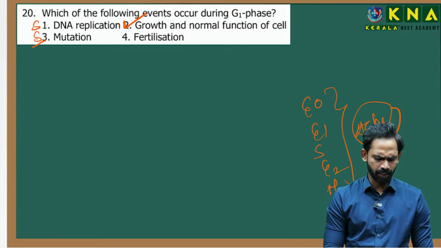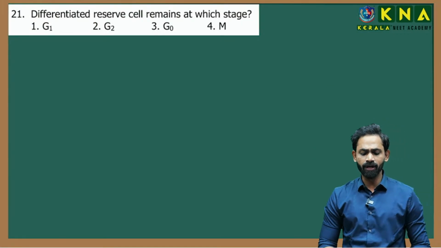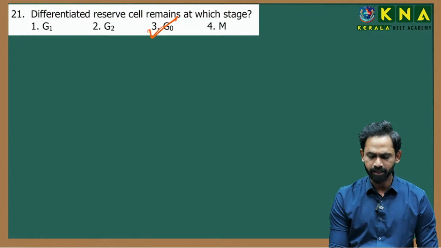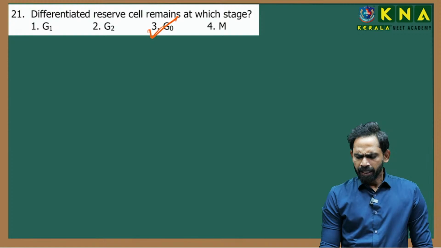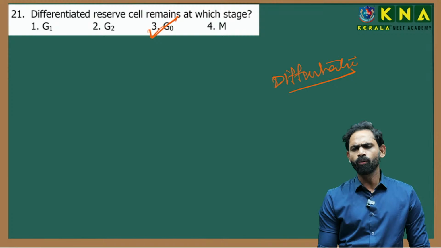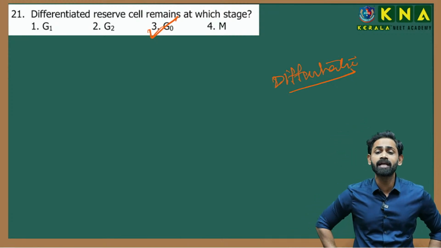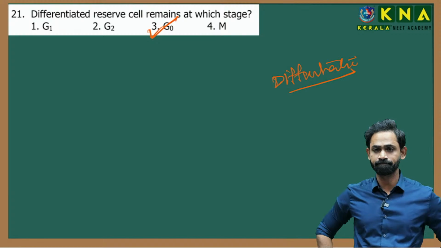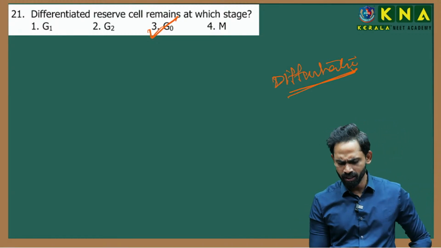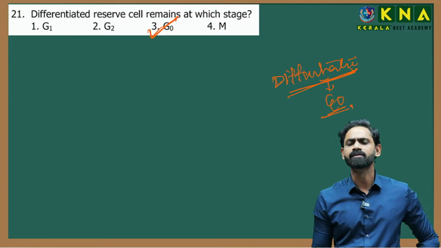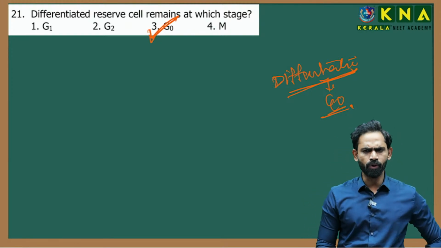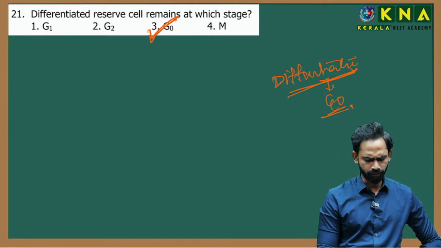Okay, next one, 21. A differentiated reserve cell remains in the G0 state. Differentiation means that once the cell division is completed, the resulting cells attain their function and their maturity. That is called differentiation, and it takes place in the G0 state. Okay, good.